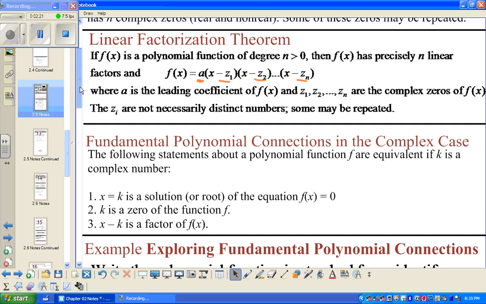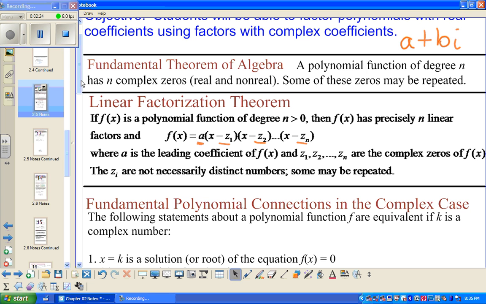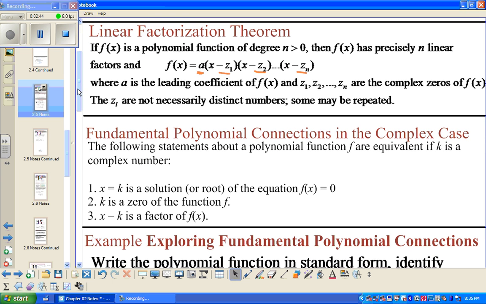So if you think about it, what we just said is basically the fundamental theorem of algebra again. If a polynomial function of degree n has n complex zeros, that's the same as saying it's going to have n factors. Remember, when we're talking about factors, we're talking about zeros at the same time. So basically all this is saying is you can break up any nth degree polynomial function into n linear factors, some of which may be repeated, multiplied by some leading coefficient a.